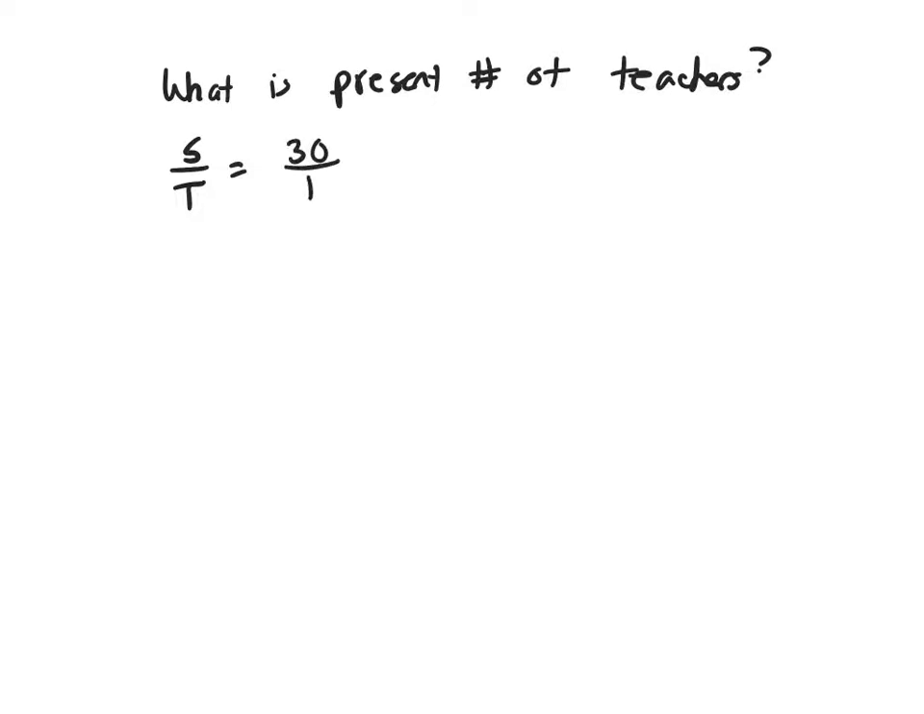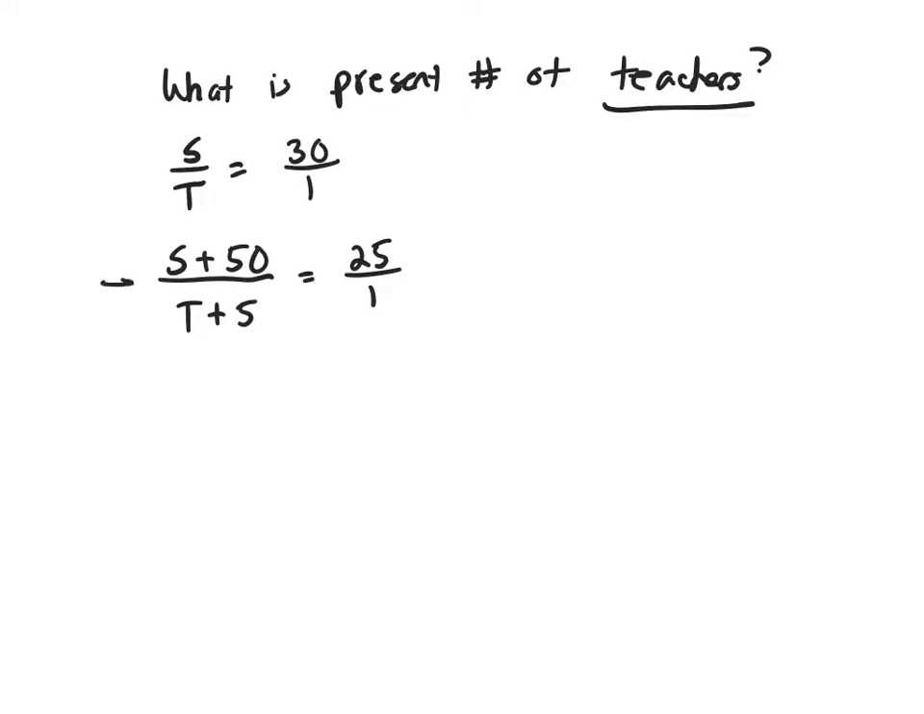Okay, if the student enrollment were to increase by 50, we'll add 50 to S. And the teacher enrollment would increase by 5, so add 5 to T, and that's going to change the ratio to be 25 to 1. And we're trying to find the number of teachers.